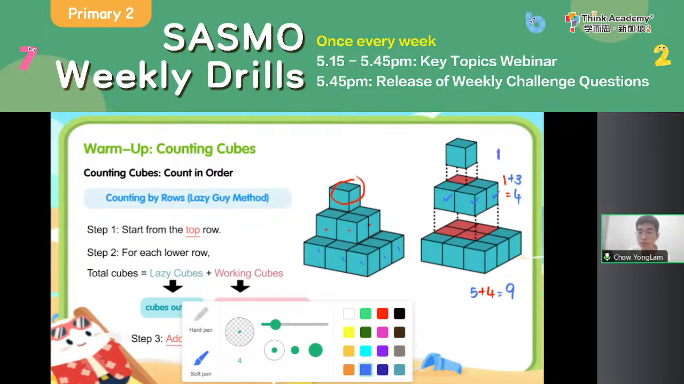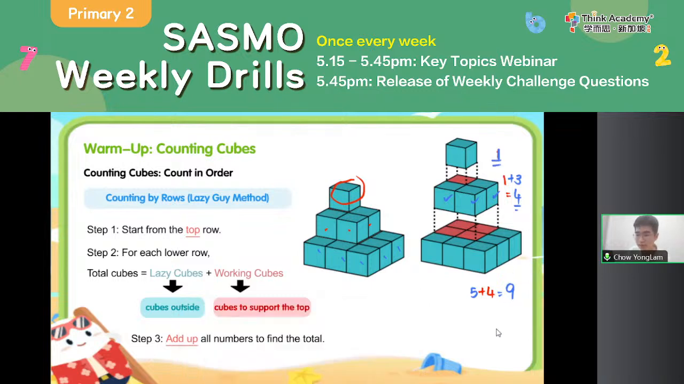So first layer, 1 cube. Second layer, 4 cubes. Third layer, 9 cubes. Finally, 9 plus 4 plus 1 will be equal to 14. And with that, we found the number of cubes. Okay, I see that a lot of you have already given the answer in the chat box.